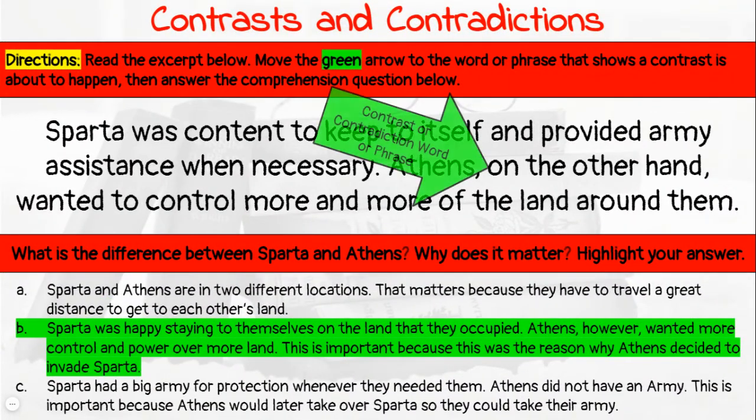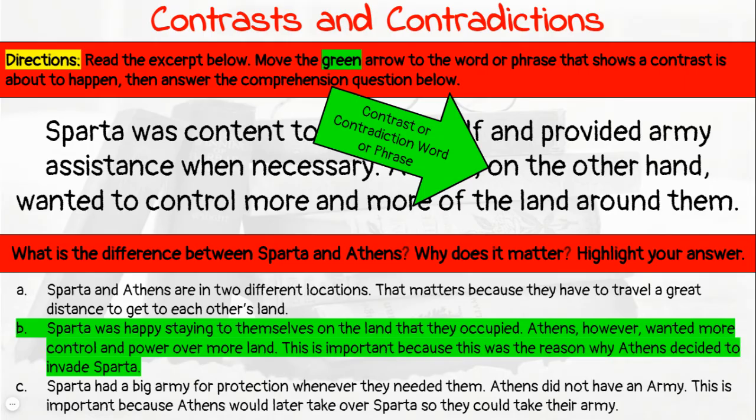The arrow should be pointing to the phrase "on the other hand," which signals to the reader that they are about to discuss or reveal a contrast or contradiction. This particular phrase signals a difference between Sparta and Athens, which helps you determine the answer for part 2 of the slide. When asked, what is the difference between Sparta and Athens? Why does it matter? The best answer is B.